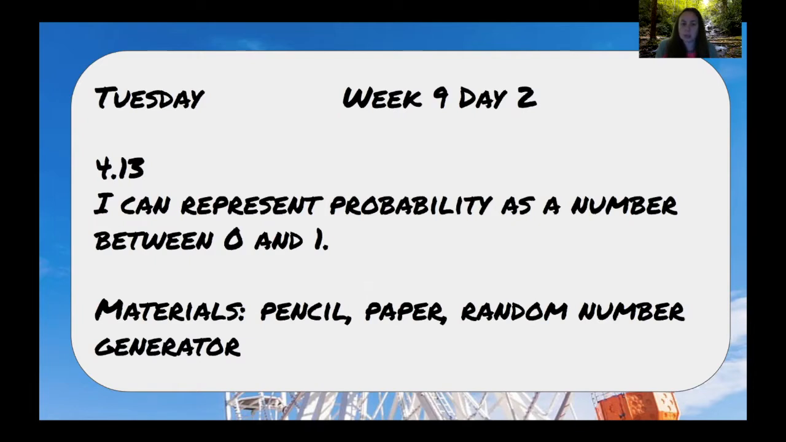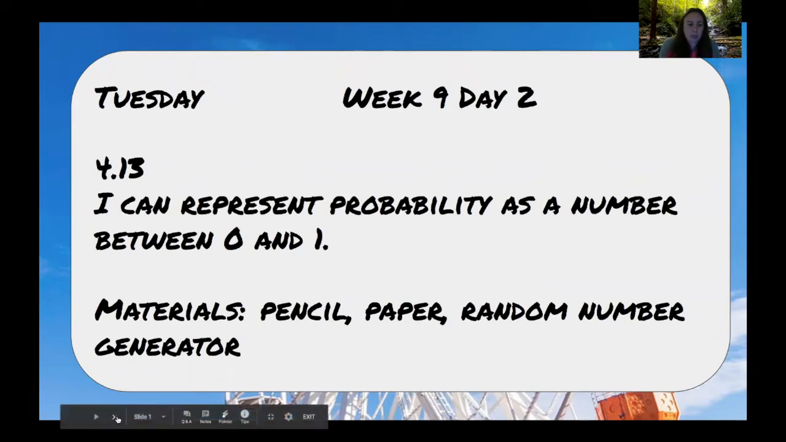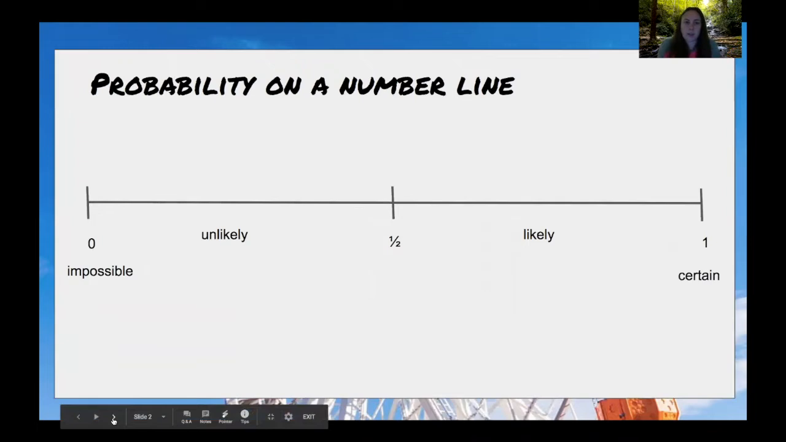The materials you will need today are a pencil, paper, and a random number generator. All that is dice. If you don't have any on hand, you can always find some online to use. All right, we are going to look at the number line first. So, probability on a number line.